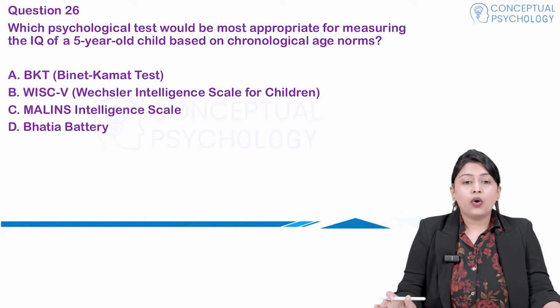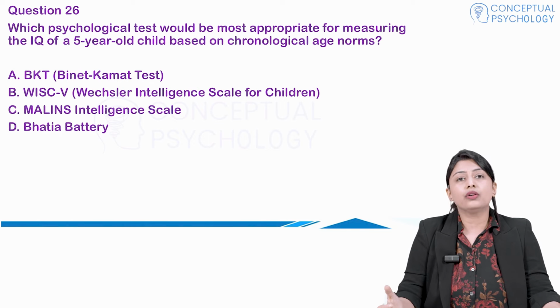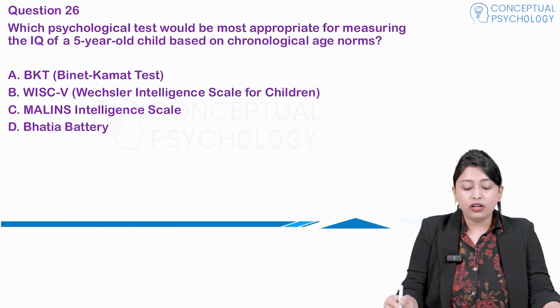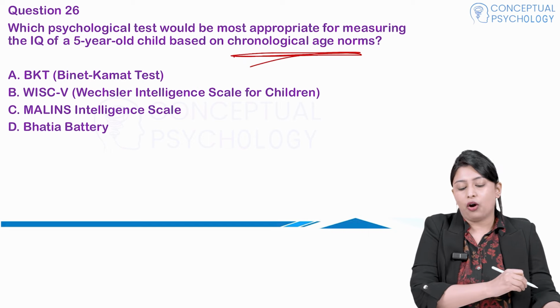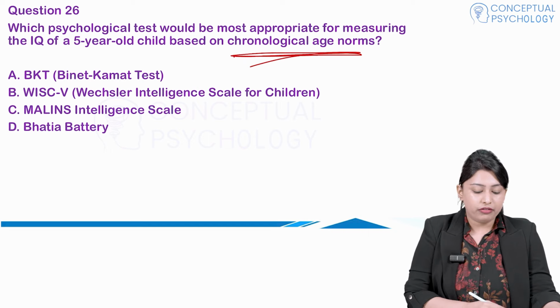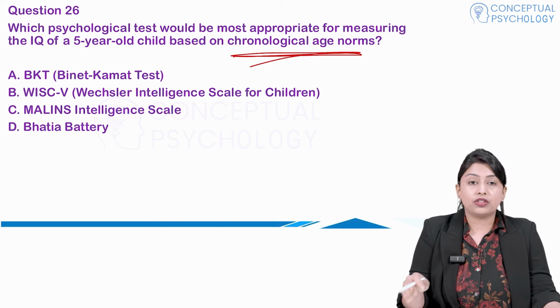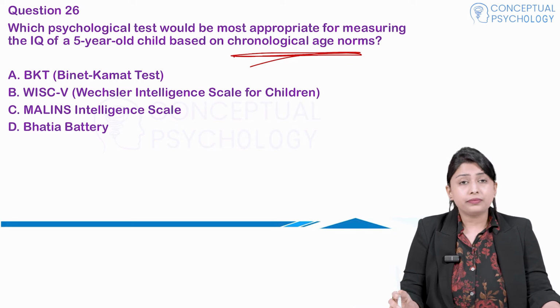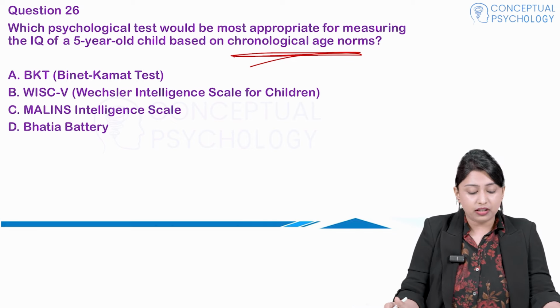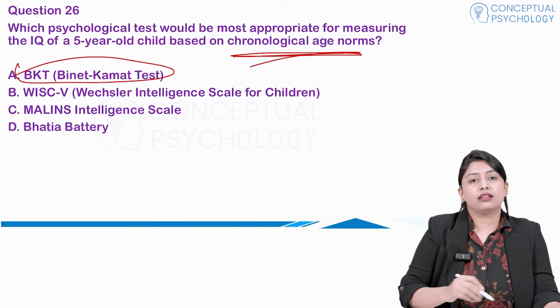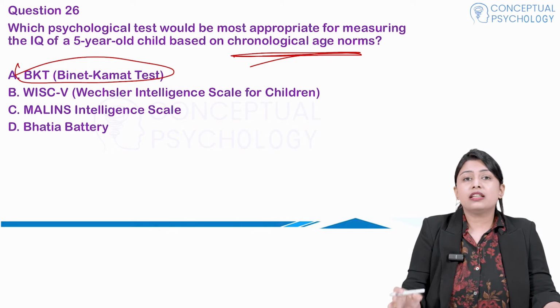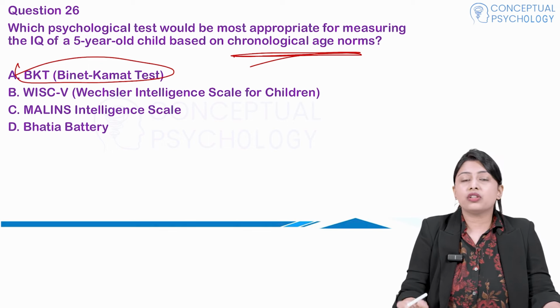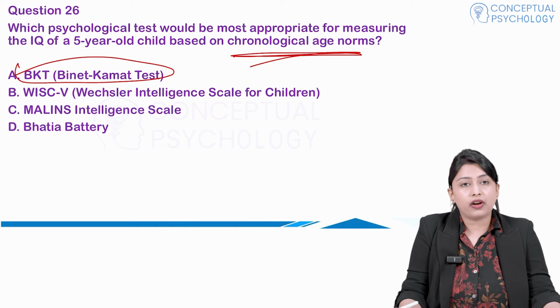Next question. Which psychological test would be most appropriate for measuring the IQ of a 5-year-old child based on chronological age norms? Now, many of you got confused between two options, which I will share later. So the correct option is BKT. It's the Binet-Kamat test. It is the most appropriate choice for measuring IQ in a 5-year-old child.